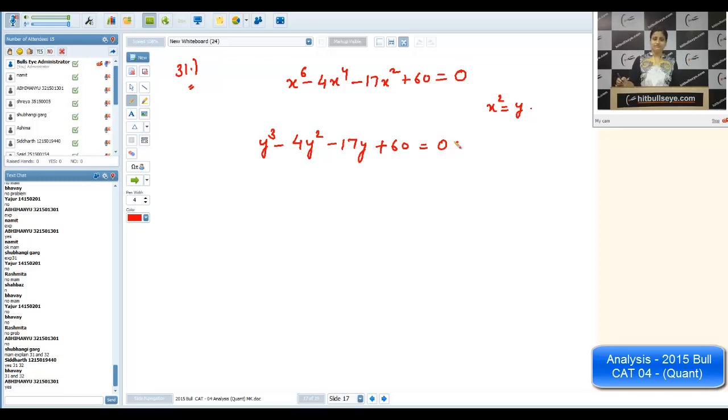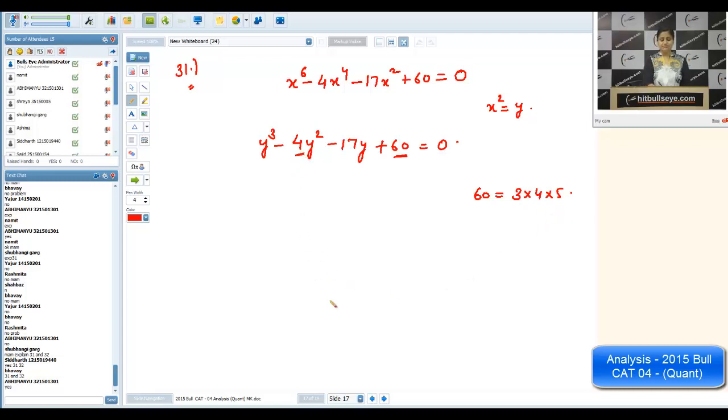I'll put the value of y as 1, which is not satisfying this. I'll take 2, I'll take 3, and so on. We go by hit and try. We'll get one root, then we'll divide the expression by that factor, and then we can solve this equation. The other thing we could do was, we can see the product of roots here, 60. Now 60 can be written as 3 into 4 into 5.